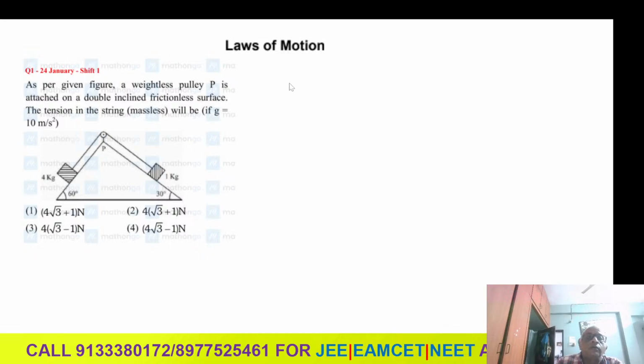So, laws of motion. You basically should know the concept F is equal to ma.